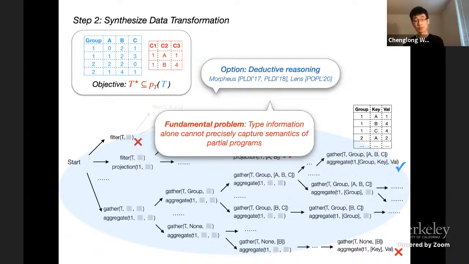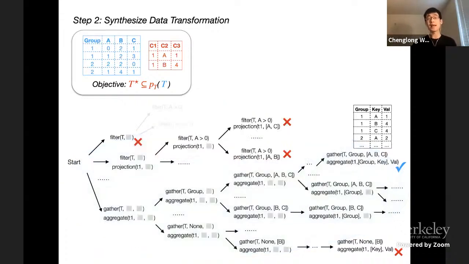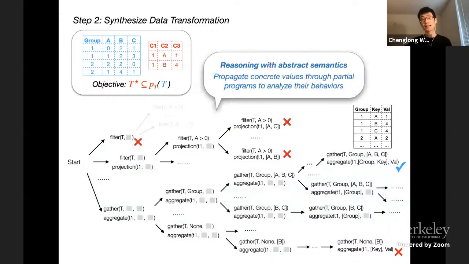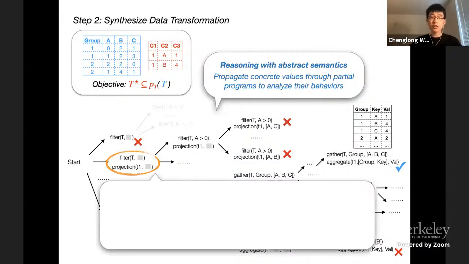Based on this observation, we designed a new approach of reasoning about partial programs based on abstract semantics, by propagating concrete values through partial programs. Let me use an example to show you. Remember this program with filter and projection? We cannot do anything about it using only column number, but we can reason about it in a more concrete way using values. So let's take a look. This T-out is the output of the program. Do we know nothing about it?